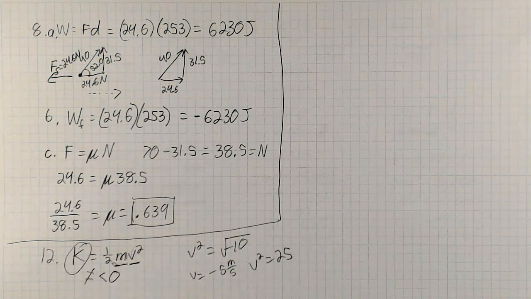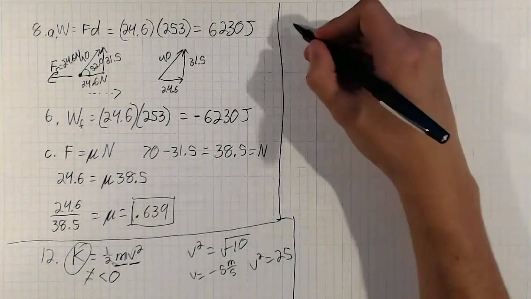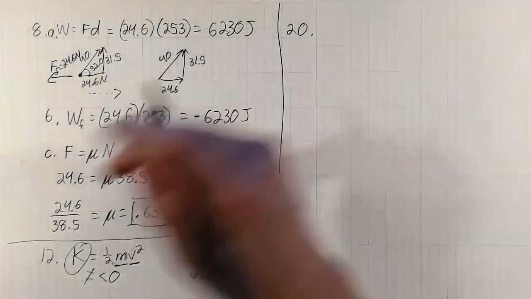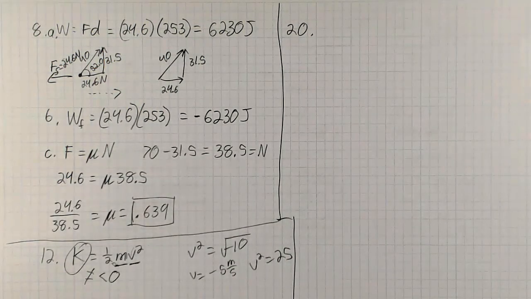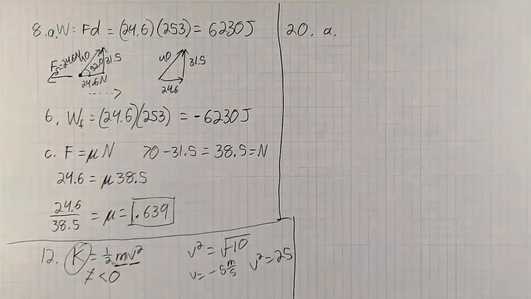So it cannot be less than 0. The next question is question 20, which reads, a spring has a force constant of 500.0 newtons per meter. Show that the energy stored in the spring is as follows. And part A says 0.400 joules when the spring is stretched 4.0 centimeters from equilibrium.